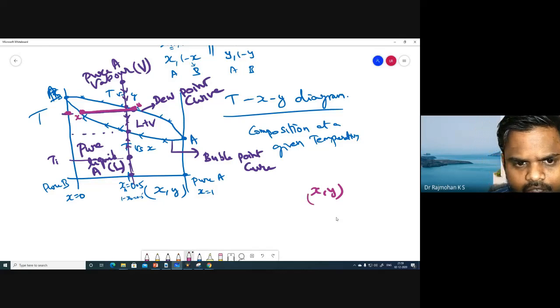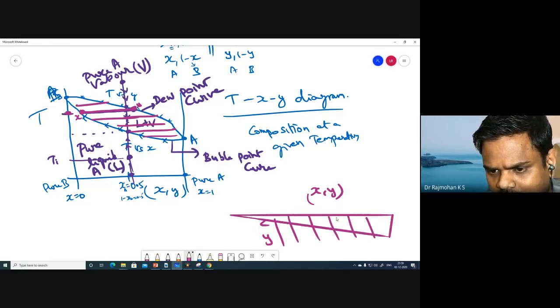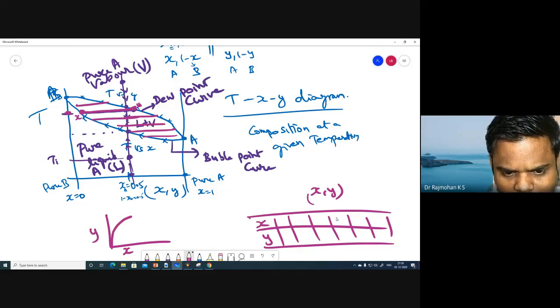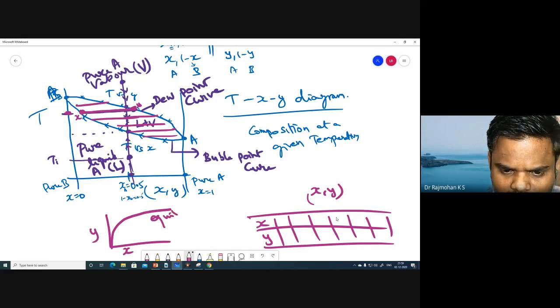Like this, if we draw a set of such lines, we get x versus y values. So we get x versus y data, which can be plotted as x versus y, and we can get a curve like this. This is called the equilibrium curve.